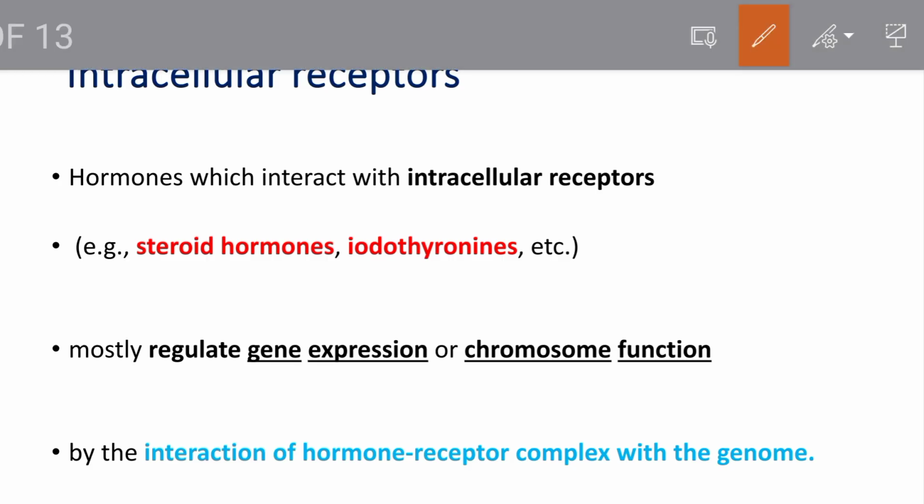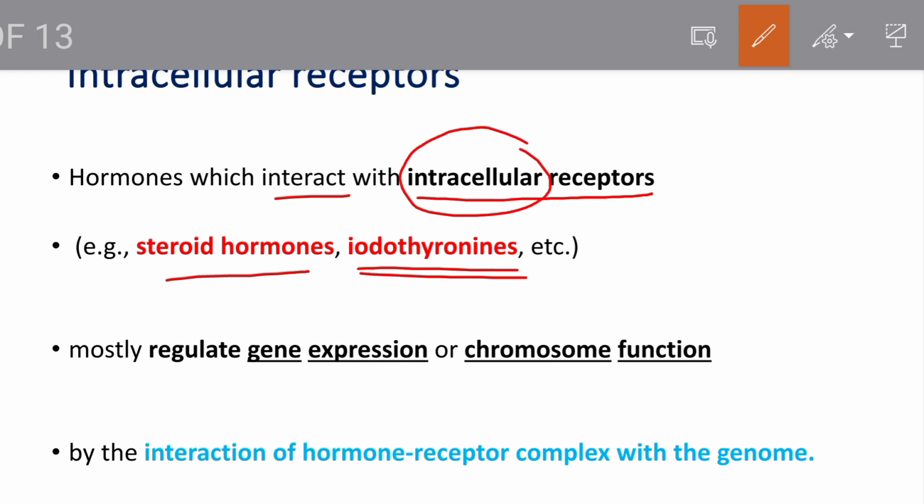Intracellular receptors. Hormones which interact with intracellular receptors are steroid hormones and iodothyronines, that is thyroid hormones. So steroid hormones and thyroid hormones, except TCT, which is a protein hormone, have intracellular receptors. Intracellular means within the cell. These hormones which interact with intracellular receptors mostly regulate gene expression or chromosome function.